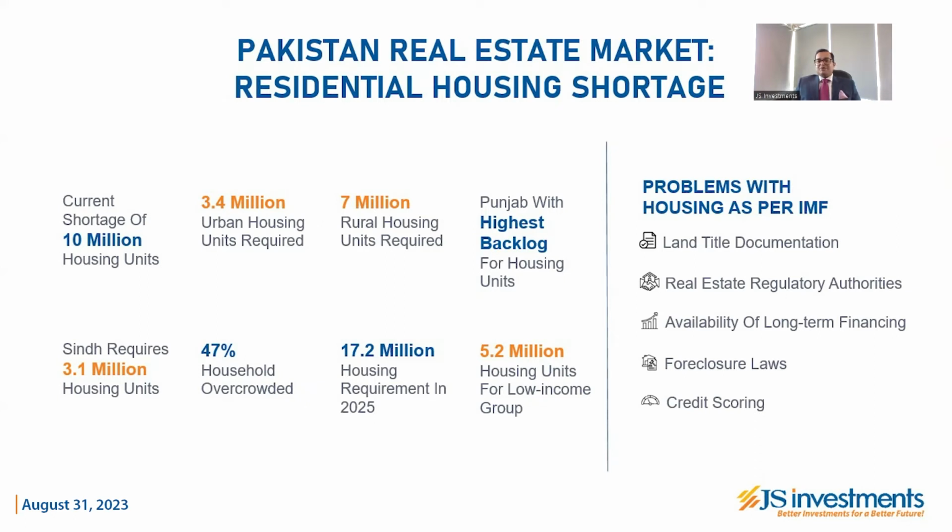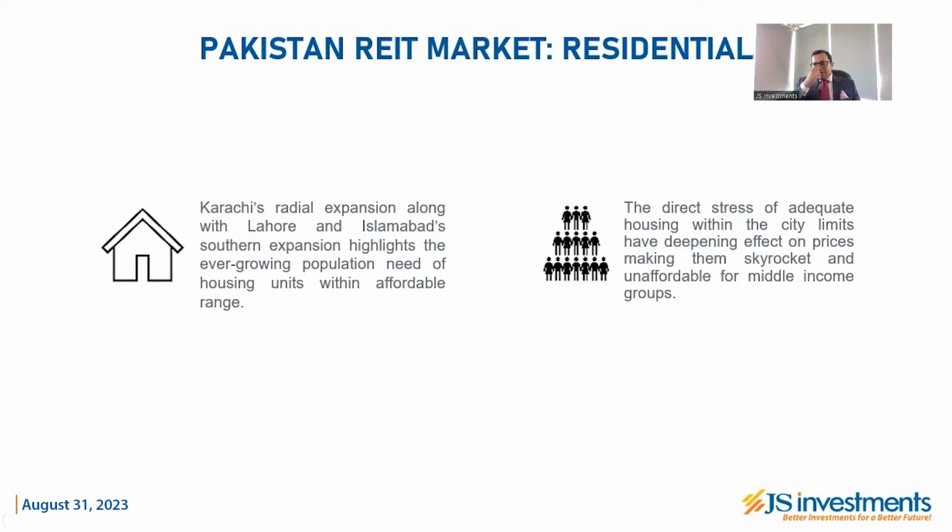Problems with housing as per the IMF have been noted. There are a total of 5, which include land title documentation, real estate regulatory authority transparency, availability of long-term finance, foreclosure laws, and credit scoring. While the population is growing, a lot of KLI, just the tier 1 cities in Pakistan, have seen their expansion, while Karachi is radially expanding along with Islamabad and Lahore expanding on their southern side. This is because people want affordable housing within their cities. Main downtown areas have become so expensive that they are no longer affordable for middle income groups to remain closer to their workplaces.